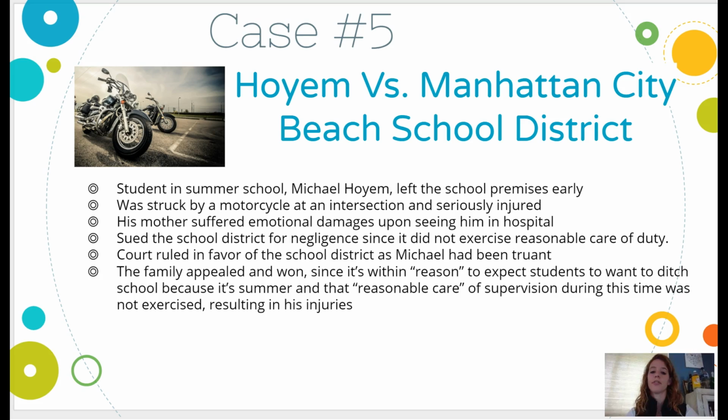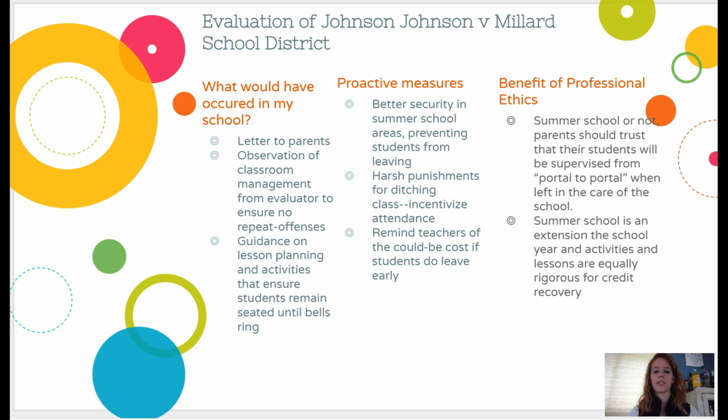The court ruled initially in favor of the school district, as Michael had been truant, and once he left the premises, the school was no longer in charge of him. However, upon appeal, the family won, since it's within reason to expect students to be in the care of the school from bell to bell. Because he had left early, that was negligence, and then that resulted in his injuries. They also talked about how it's reasonable to expect students to want to ditch because it's summer school, and that this reasonable care of supervision was not exercised when it should have probably been heightened during the summer, which again resulted in his injuries. So finally, the evaluation of this case.